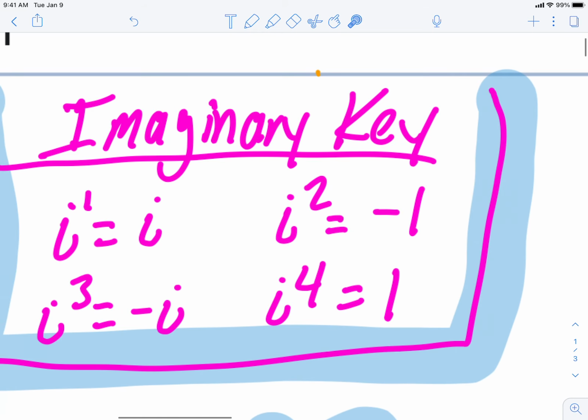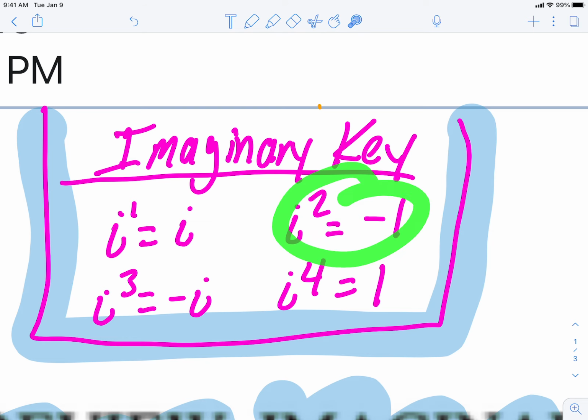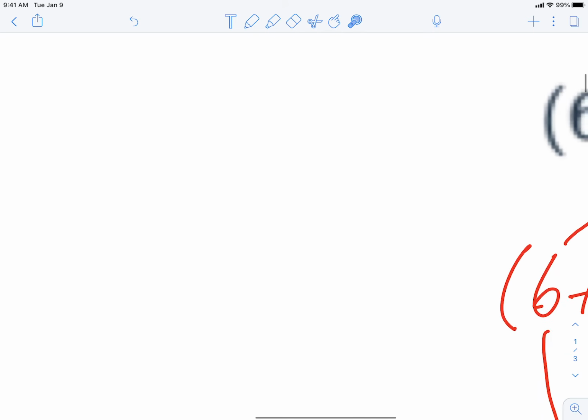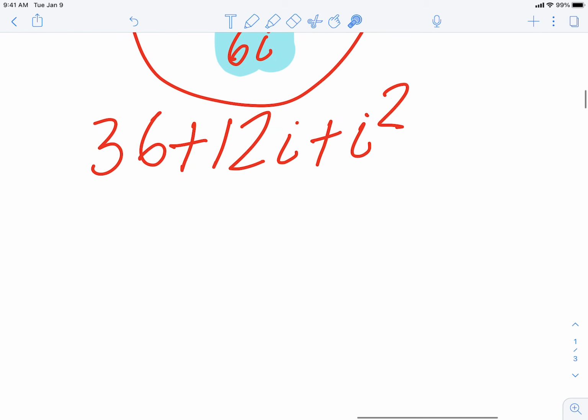i squared is -1. Look. So I'm going to substitute, there I am. And I'm going to take out i squared, and I'm going to write -1, just like that. And I'm going to bring down my plus 12i. And my, wait a minute, no, I'm not going to do that.